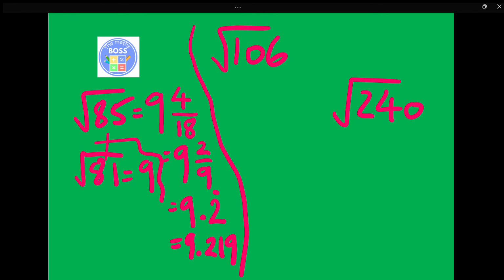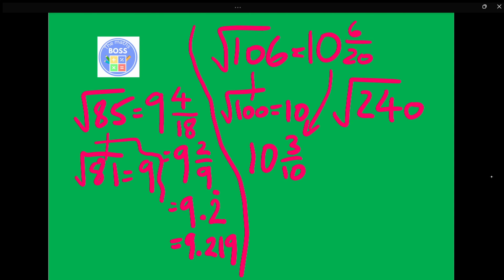Square root of 106. The nearest square root that came before it is the square root of 100, which equals 10. So our answer starts with 10. The difference between these two numbers is 6 over, and if we double 10, we get 20. So we have 10 whole ones and 6 over 20. If we simplify our answer, it comes to 10 whole ones and 3 over 10. And we know that is 10.3.